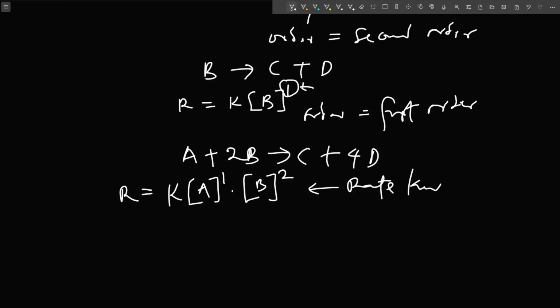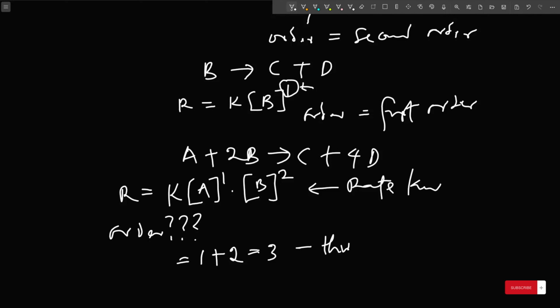And the question now is, what is the order of the reaction? So you might be confused that I said the order of the reaction is the power on the conc of the reactant. But now we are having two reactants. So the order of the reaction, very simple. It's just the addition of the powers of the reactants. So that means the order of this reaction is 1 plus 2, which is 3.